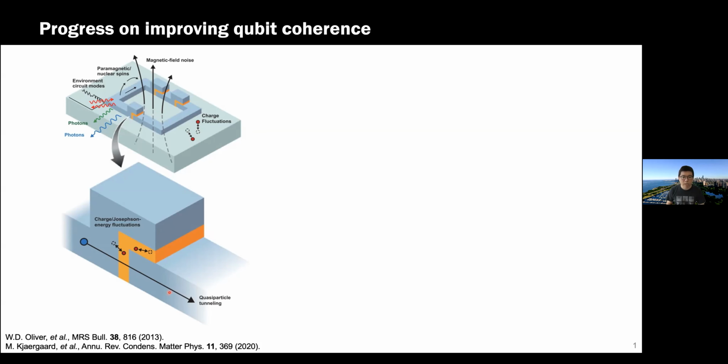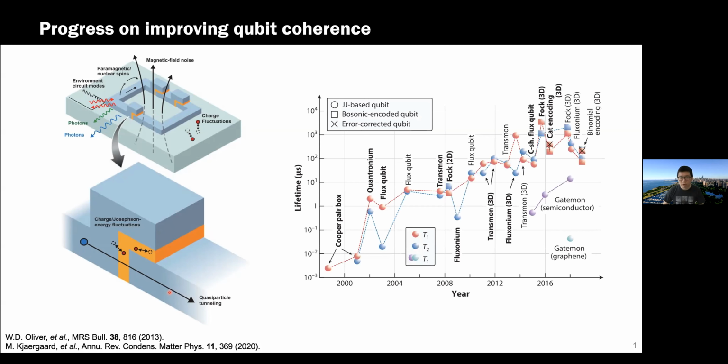Although there are many noise channels, over the past two decades the lifetime of superconducting qubits has improved by more than five orders of magnitude. Those circles denote Josephson junction-based qubits, and recently there is more and more interest in bosonic encoded qubits, on which we saw many great talks yesterday. But in this talk, I will still focus on the Josephson junction-based qubit, and the goal is essentially to extend the so-called quantum Moore's law and to achieve a higher coherence qubit.